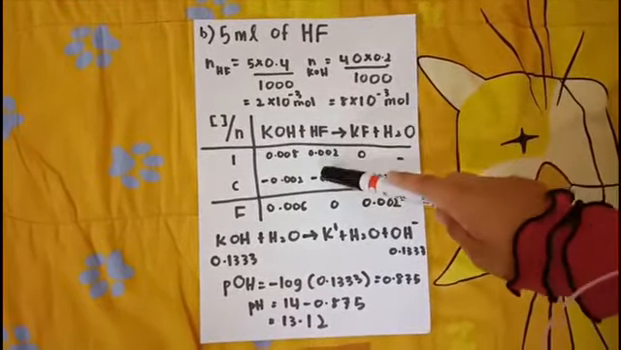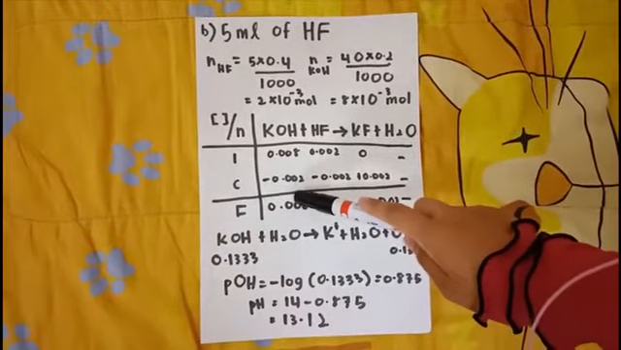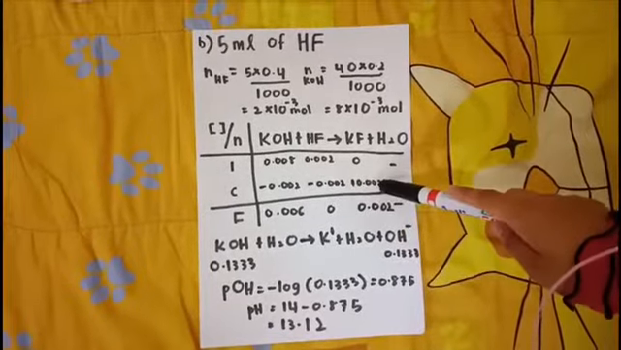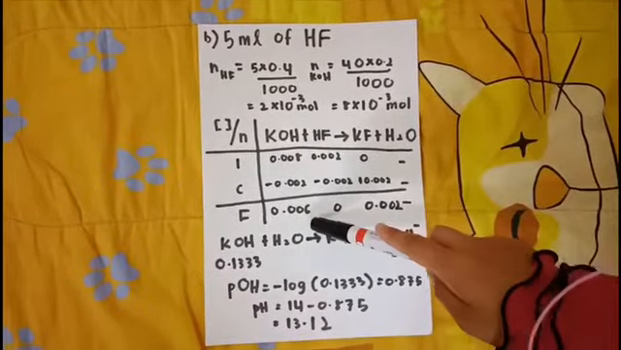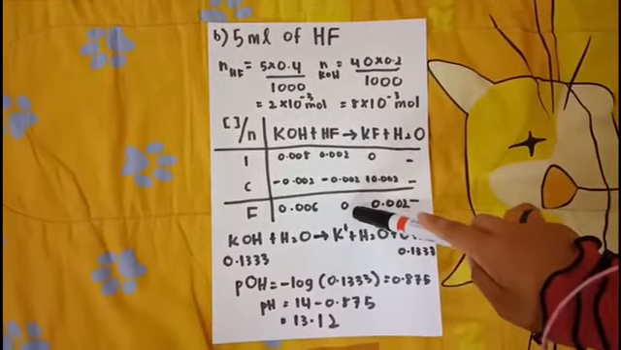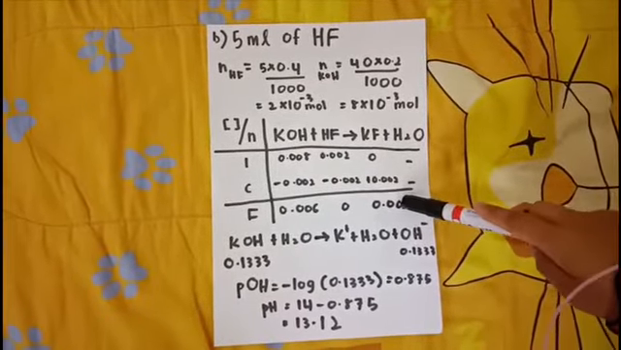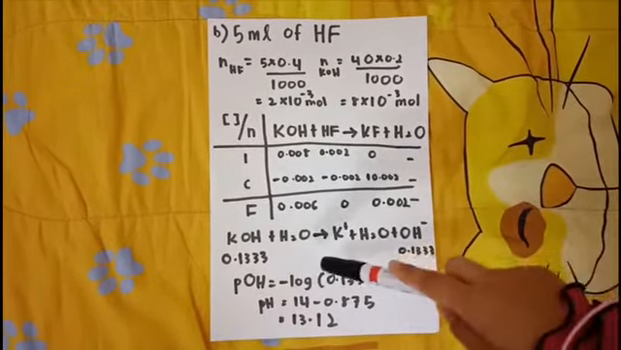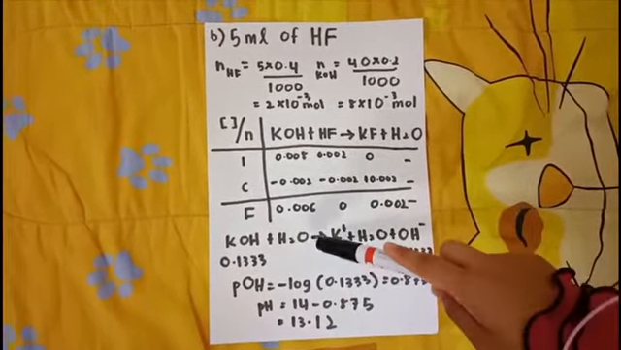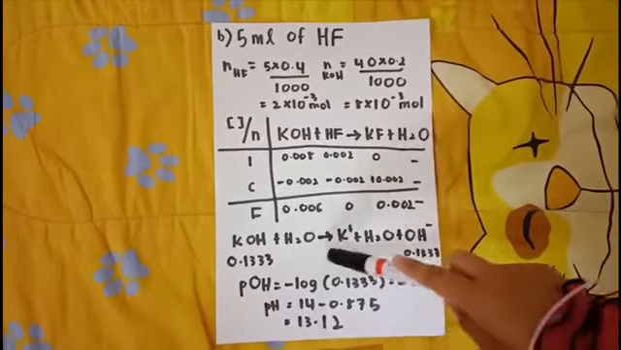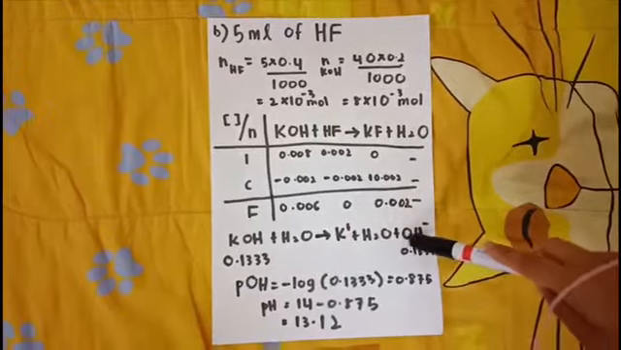So, the equation is KOH plus HF equals KF plus H2O. We put in the number of moles, and the change is 0.002. We minus it at the reactant and plus it at the product. So, at the final, we will get 0.006 for KOH and 0 for HF, and for KF we got 0.002 moles. So, we put the KOH as in the equation, that is KOH plus H2O equals K+ plus H2O plus OH-.